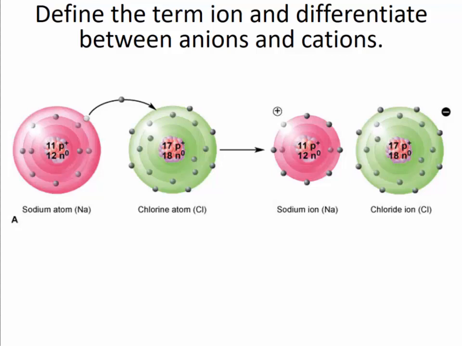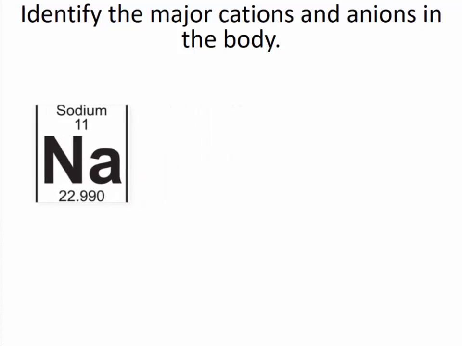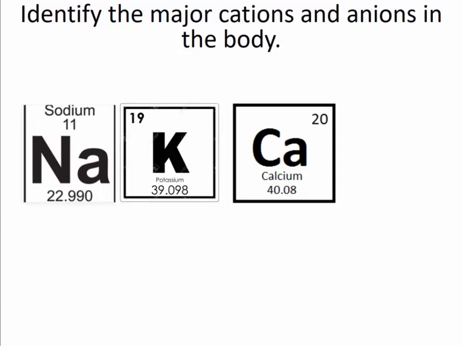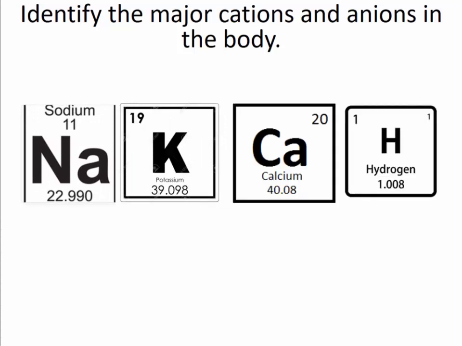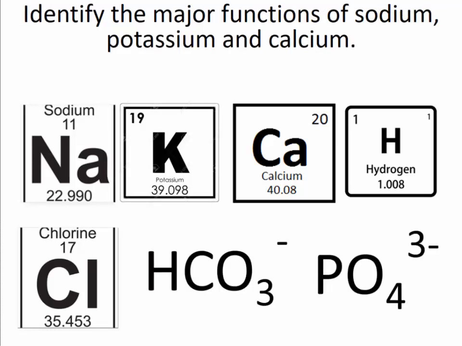So now that we've looked at the idea of what an ion is and differentiated between the anions and cations, let's identify the major cations and anions in the body. We've been talking about sodium already, and it is a major cation in the body. Other cations include potassium, calcium, and hydrogen. Major anions in the body include chloride, bicarbonate, and phosphate. But what are the major functions of sodium, potassium, and calcium?